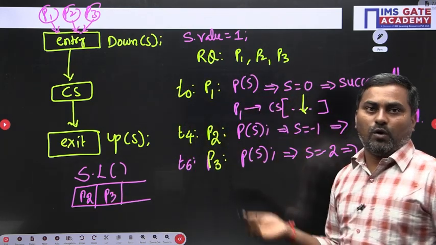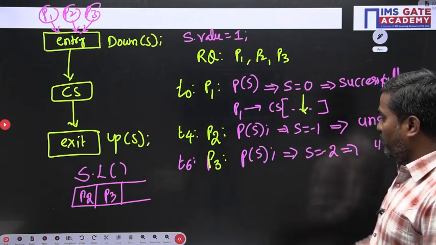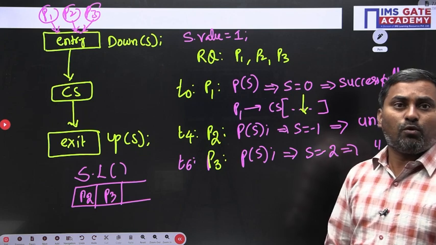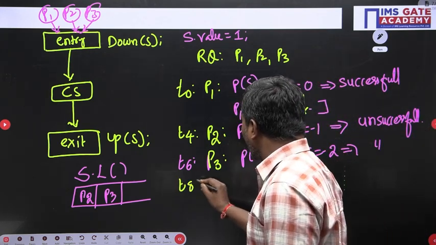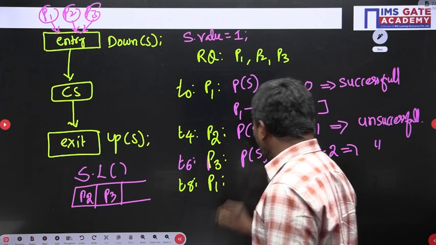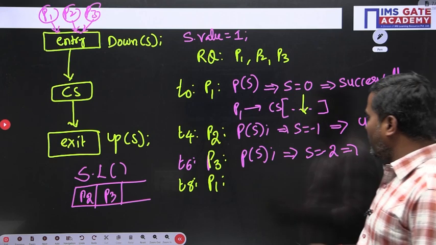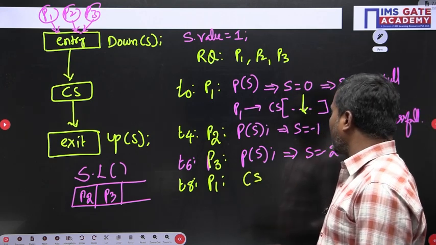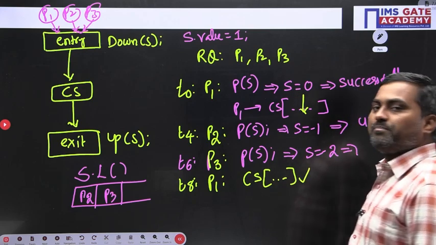Now what is left in the ready queue? Processes P2 and P3 are both blocked here, so only P1 is left. Let's take an example: at time T8, process P1 came back. What was the status of process P1? It was in the critical section. Now the critical section is going to be completed, the leftover code is going to complete.